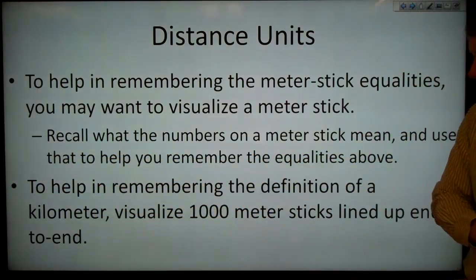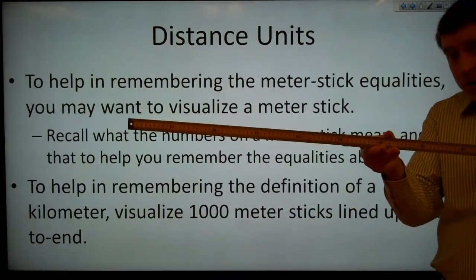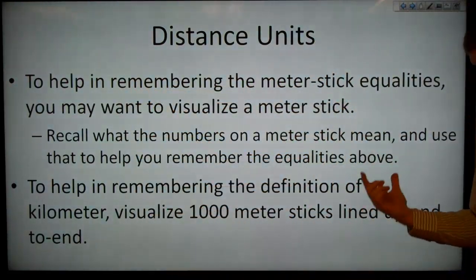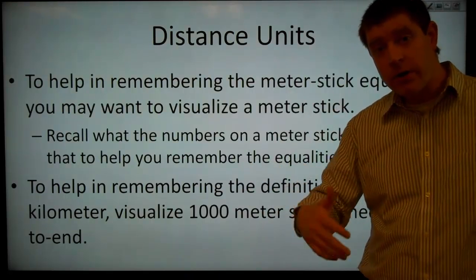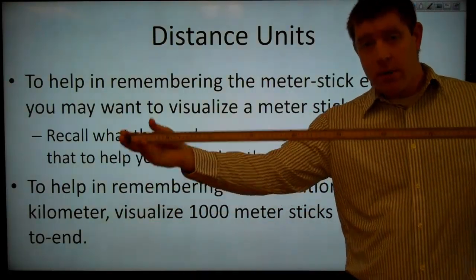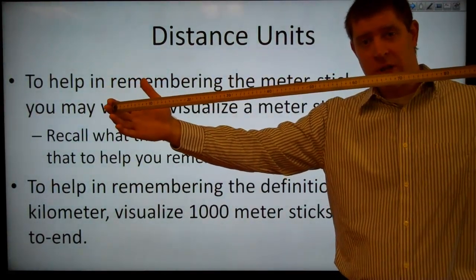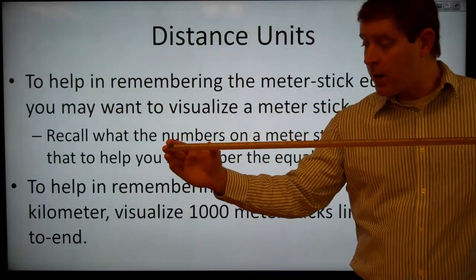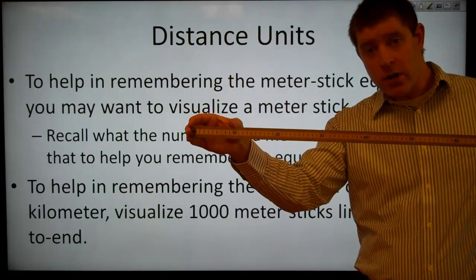To help you remember the definition of a kilometer, visualize 1,000 meter sticks, so 1,000 times this length, lined up end to end. So that's going to be quite long. So a kilometer is very big. A meter is roughly 3 feet long. It's a little bit more, about 10% longer than that. A decimeter is a few inches, 3 or 4 inches long.